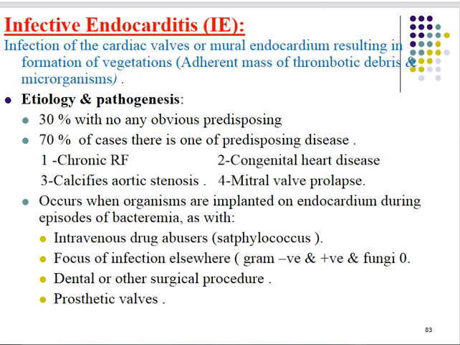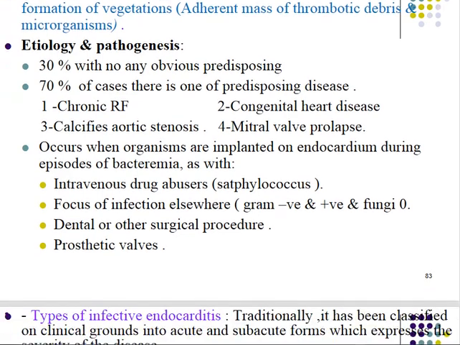Infective endocarditis occurs when organisms are implanted on the endocardium during episodes of bacteremia, as in the case of intravenous drug abusers, like those with Staphylococcus aureus, a focus of infection elsewhere, like gram-negative or gram-positive bacteria or fungi, dental or other surgical procedures, and prosthetic valves. All these are considered predisposing factors for the development of bacteremia that allows the deposition of the microorganism on the endocardium.